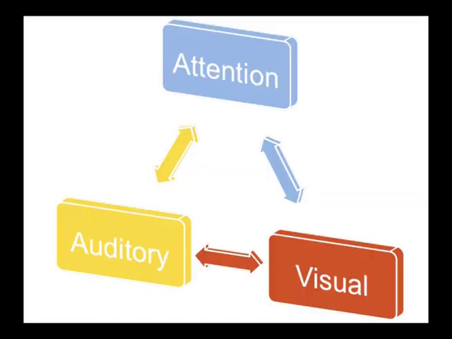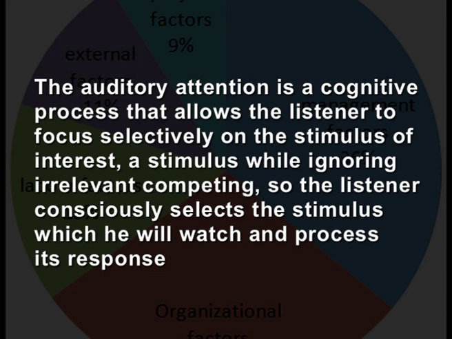In person, attention is of two types, auditory and visual. Auditory attention is a cognitive process that allows the listener to focus selectively on a stimulus of interest while ignoring irrelevant competing stimuli, so the listener consciously selects the stimulus which he will watch and process its response. The auditory attention of students can be influenced by hearing impairment, causing impairment in attention and comprehension skills, and thus compromising the performance and learning of these children.